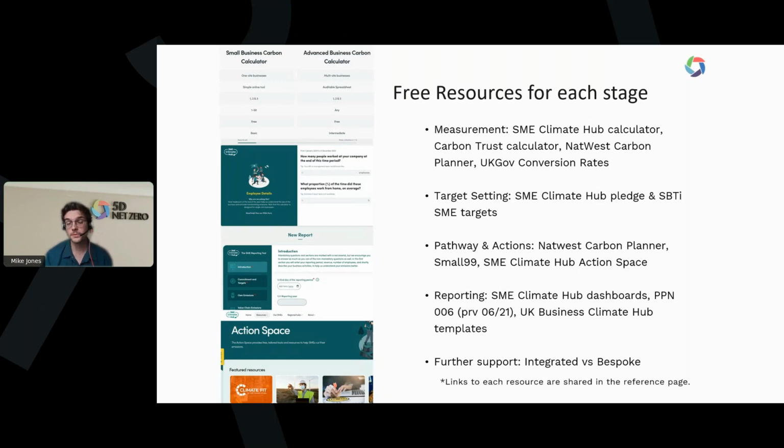There are other options available. The Carbon Trust Calculator has a really nice top level free calculator, and that sort of feeds into their wider services. The NatWest carbon planner has got better and better in recent years, and again automates some of the suggestions later down the line, same as the SME Climate Hub.